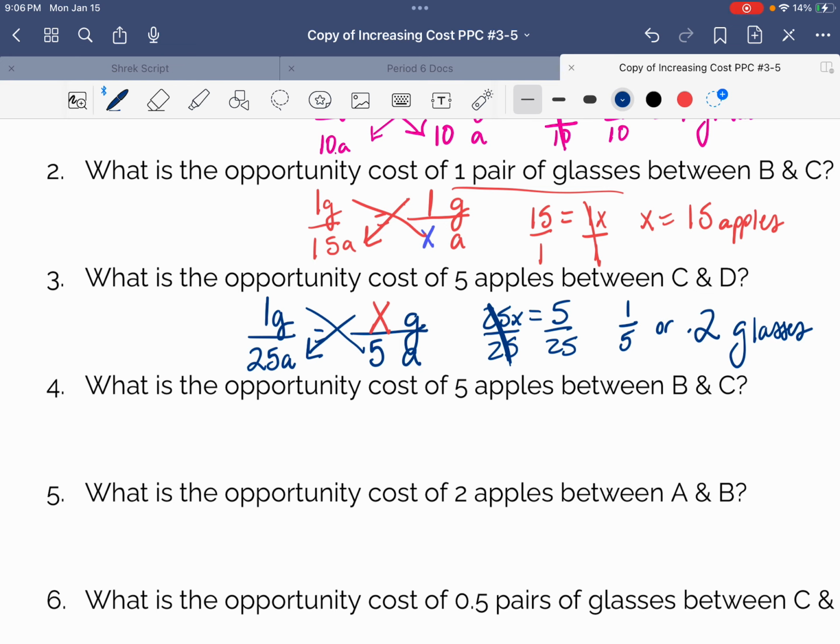Now that you have an answer, hopefully you got the answer of 1/3. If not, follow along and write down what I wrote down. And it's fine if you got it wrong, as long as you correct your work. You don't even have to erase, just write out to the side how we get the correct answer. So we're gonna go to B and C. What is the opportunity cost? What do I lose out on if I decide to make 5 apples between B and C?